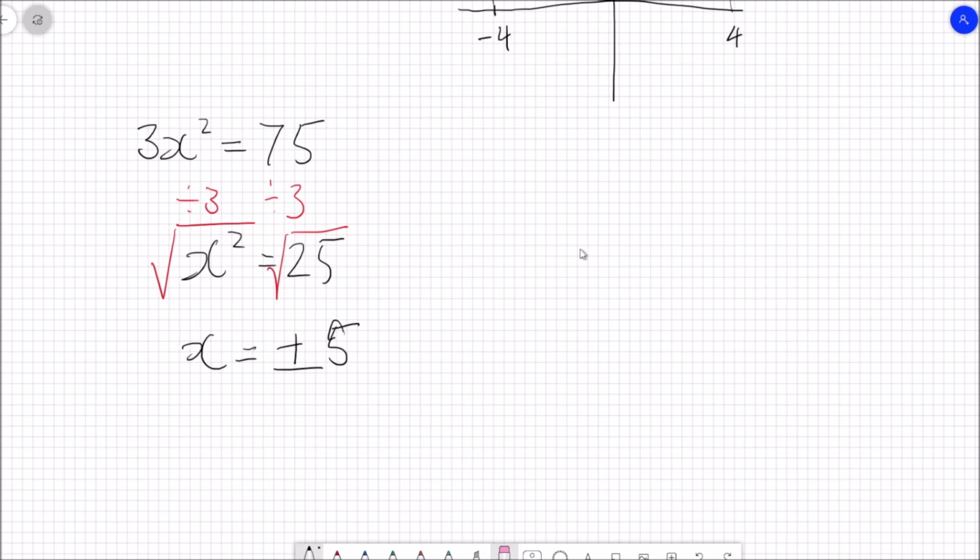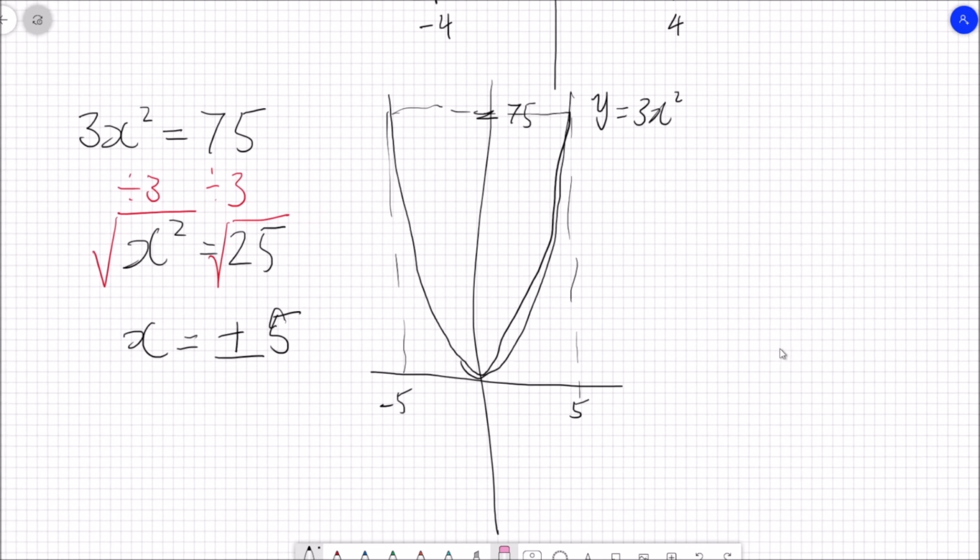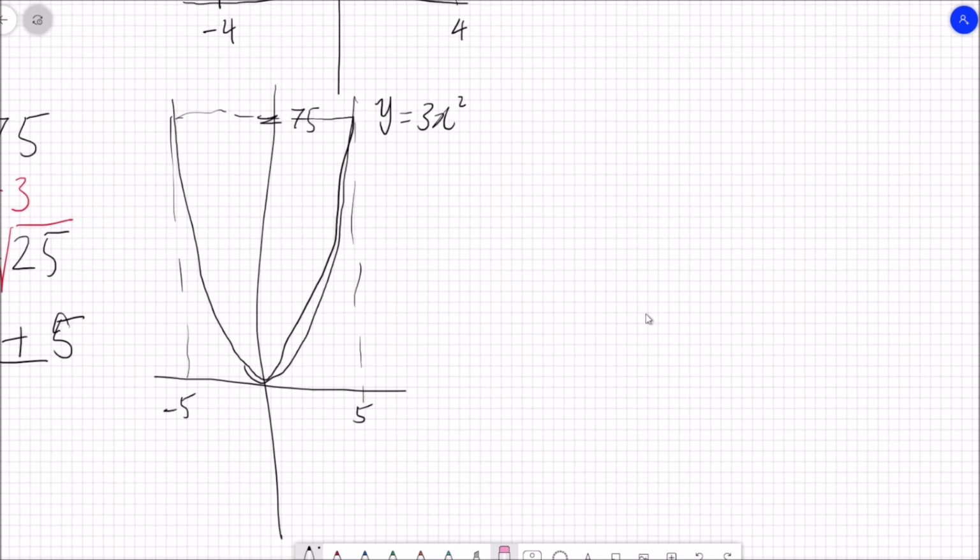If you want to look at it graphically, it's something like this. You have a parabola, and because of the 3 here, it's actually a very narrow one. Then you have 75 here. Obviously, once again, it's not to scale. Then, of course, you have 5 and negative 5 here. The parabola itself would be y = 3x squared. Now, for the rest of this topic, we'll mainly focus on the algebraic approach, because it's not very convenient to draw a graph every time.